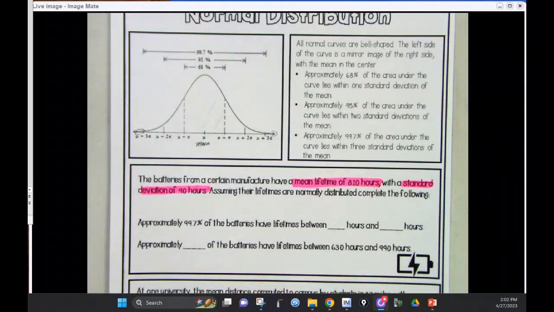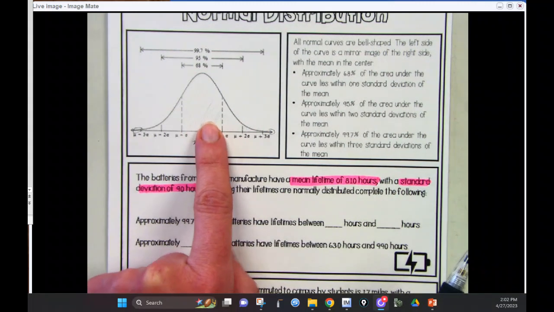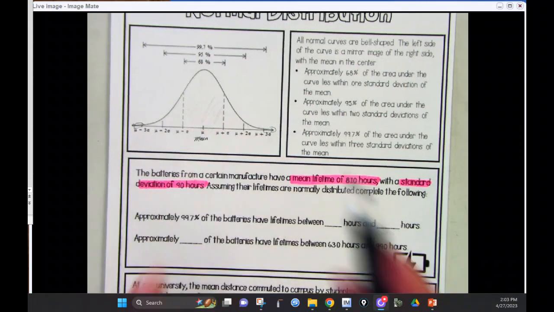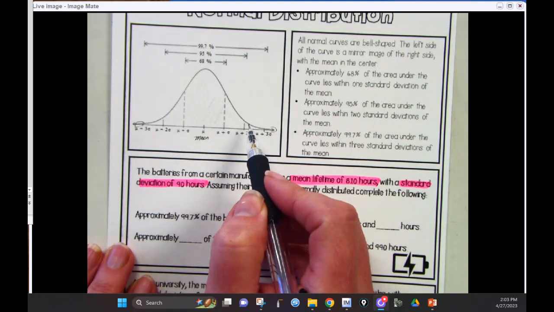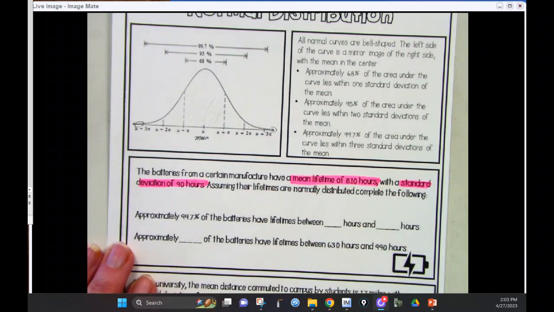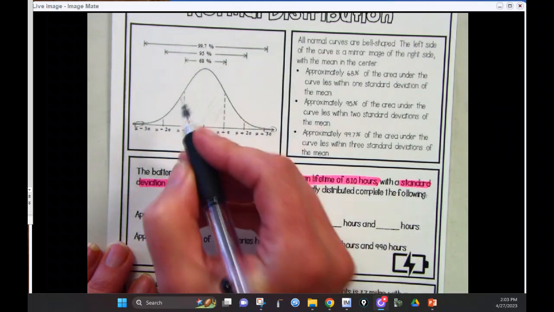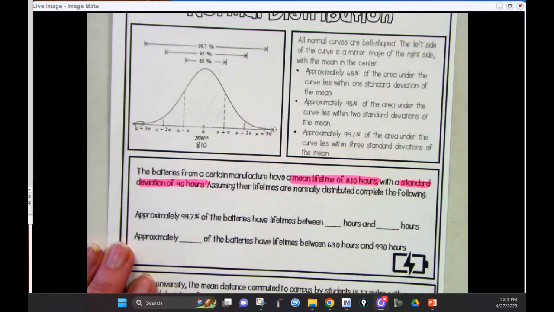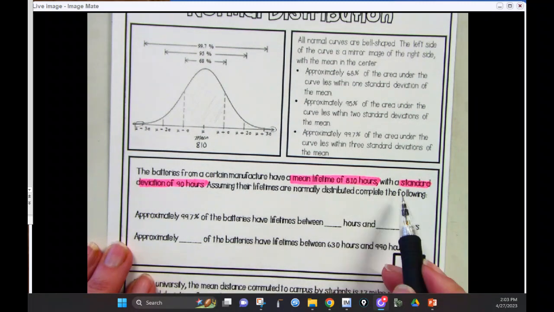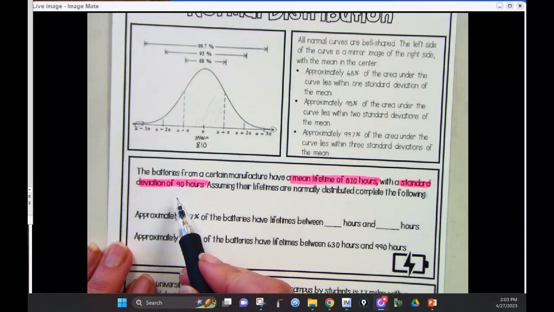Now, I'm going to use this guy. I would probably use this guy for my homework too. So I'm just going to put pencil marks in here, and then I'm going to probably go back and erase it for my next story problem. I'll show you what I mean. The mean is 810. That's what I'm going to put right here. It's 810. And then it says I have a standard deviation of 90.